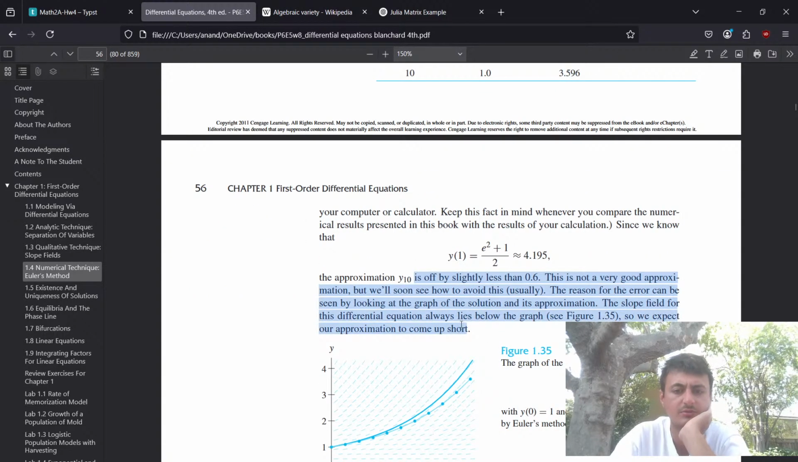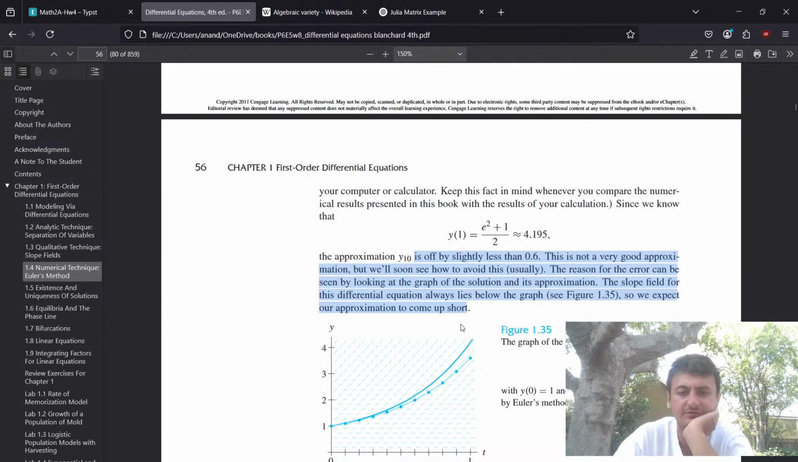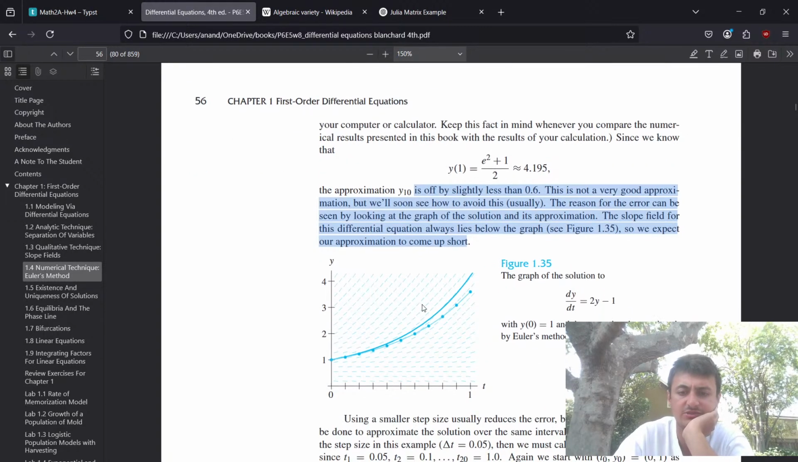This is not a good approach. We'll see how to avoid this. The reason for the error can be seen looking at the graph of the solution and its approximation.